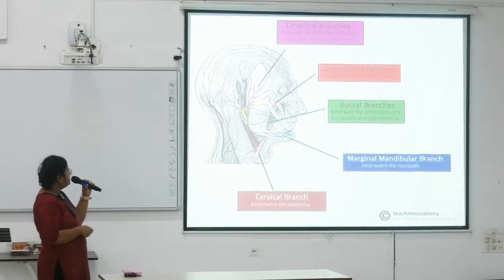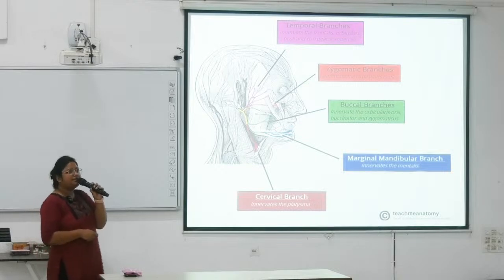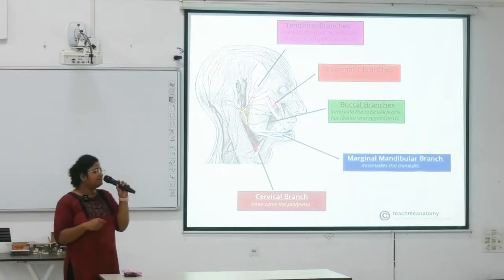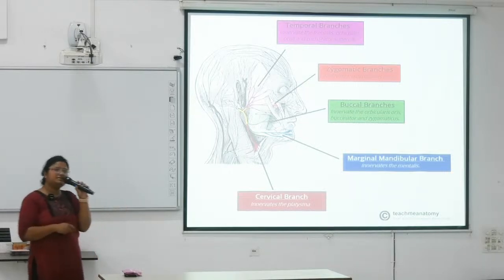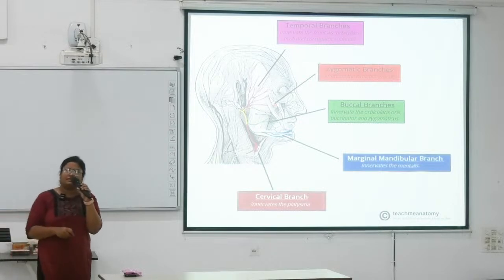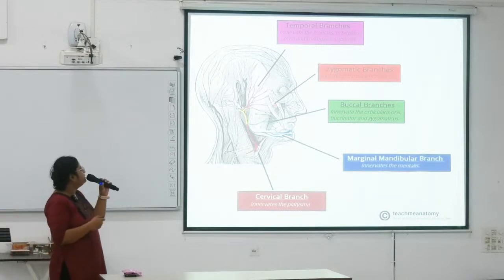It innervates the, then the cervical branch innervates the platysma. This flat muscle of the neck is the platysma. Okay, so these are the 5 branches and they are supplying muscles. Okay, understood? So you have to remember these 5 branches, very frequently asked in your viva. What are the 5 terminal branches?